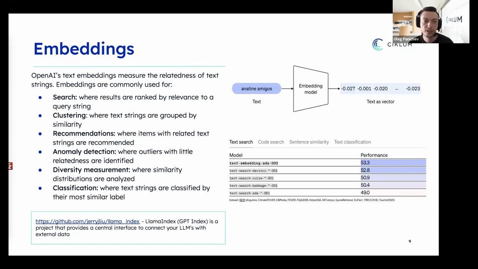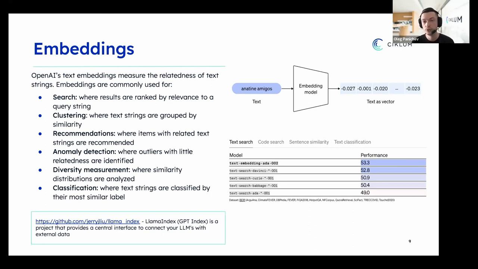Another application that may be very useful for many products is embeddings. Embeddings is just a transformation of your text into a vector of numbers. These embeddings are usually used for building search engines, for clustering your data, for building recommendation systems, as I have already mentioned. Especially if you're interested in building a product that requires working with some private data that you don't want to be shared over the internet or shared with OpenAI directly, you can use this product.